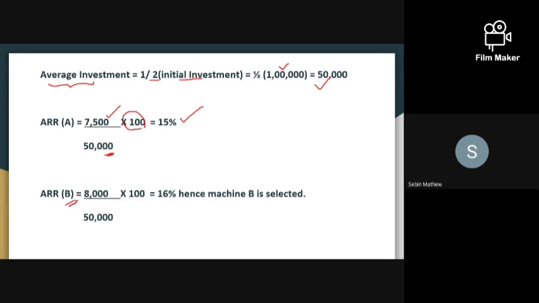Similarly for B, your average annual profit after tax, the calculated value, is 8,000 divided by half of the initial investment, that is the average investment, 50,000, into 100. So we are getting the value as 16%. So how are we making decisions in a mutually exclusive project?